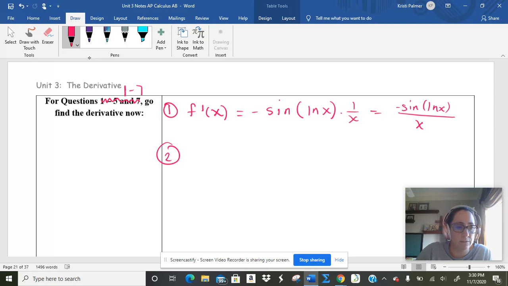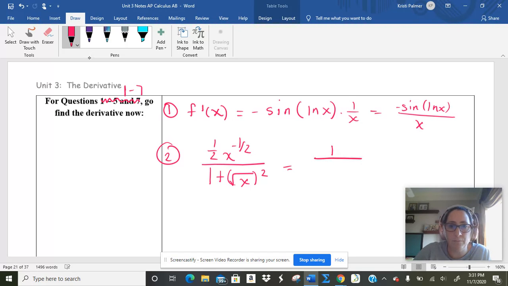Okay, number 2. So this is our tan rule. So 1 plus that inside squared times the derivative of that inside. And then we can reduce. I'm going to put the 2 on the bottom, then the x to the 1/2. And then I have 1 plus this guy now, that absolute value of x. Actually, the square's on the outside, so it just becomes x, my bad. And you could leave it like that.